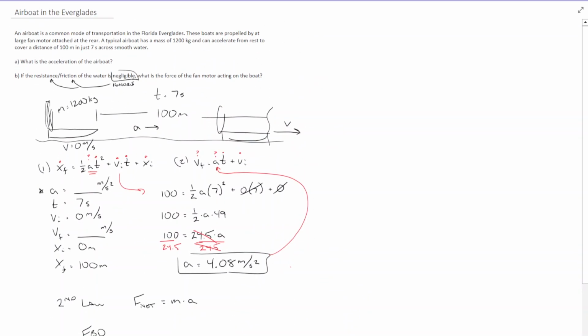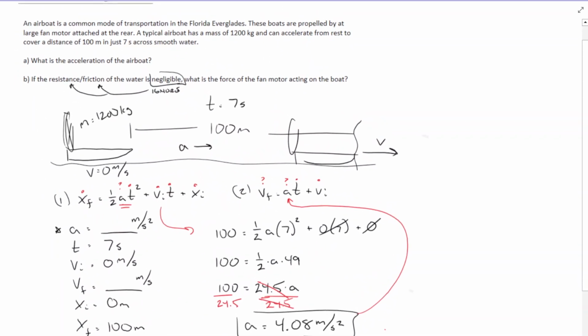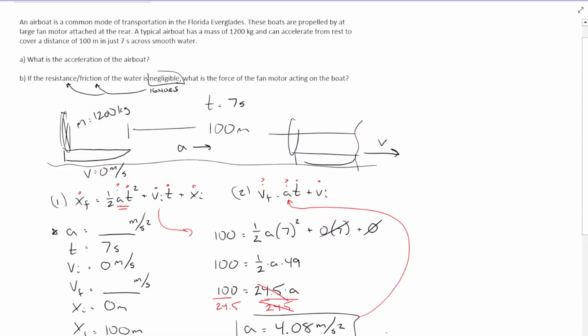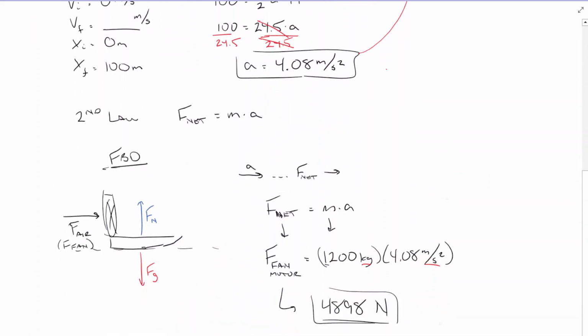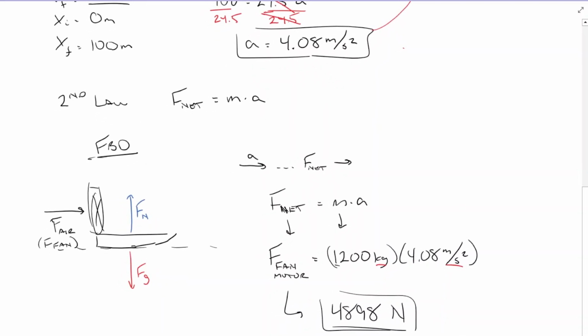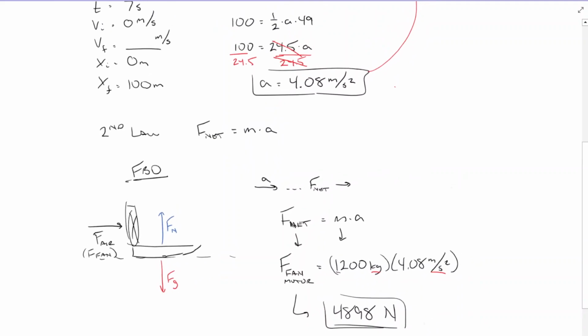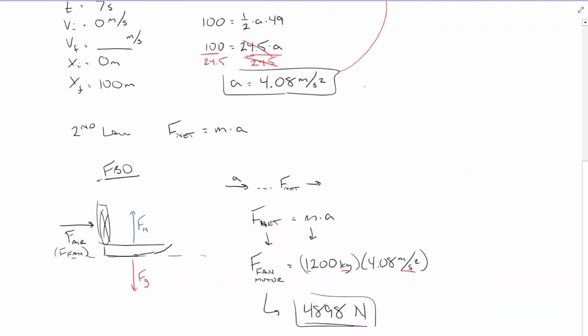So hopefully this makes some sense as we walk through this problem. It's a combination problem. We have kinematics in this first part for part A, and in the second part, we're looking at dynamics, which is looking at these forces and how they cause objects to accelerate. We have an unbalanced force, the force of the fan motor, which is really a third law interaction that propels that boat, accelerates it at a rate of 4 meters per second squared.